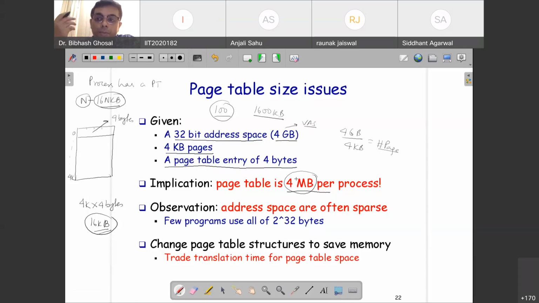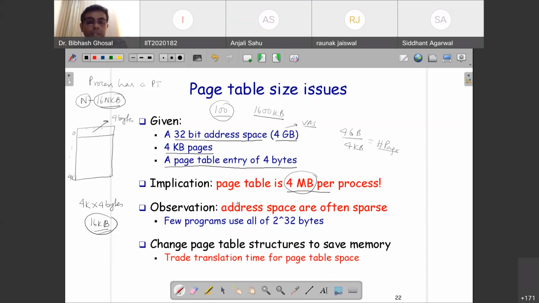So 4 MB of the physical memory is wasted just for keeping the page table of one process. Then if you have n processes, it is 4 MB times n. And if n is large, you are running a lot of processes. See how much physical memory you are utilizing only for storing page tables.